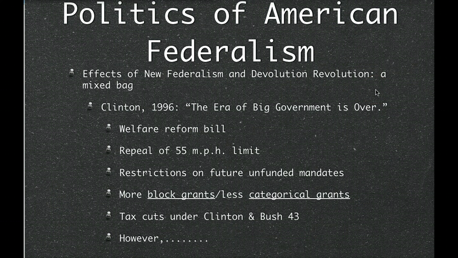But to finish this up, just a discussion a little bit about New Federalism and the devolution revolution. Now, New Federalism is simply about shifting some authority from the national government back to the states. It was associated with Nixon and Reagan, but it was especially associated with the 104th Congress, which was elected in 1994, and the 105th Congress, which was elected in 1996. These were both Republican Congresses, and they came up with a term called devolution revolution, which was returning power back to the states, returning money back to the states, lowering taxes, getting rid of regulations, and so on.